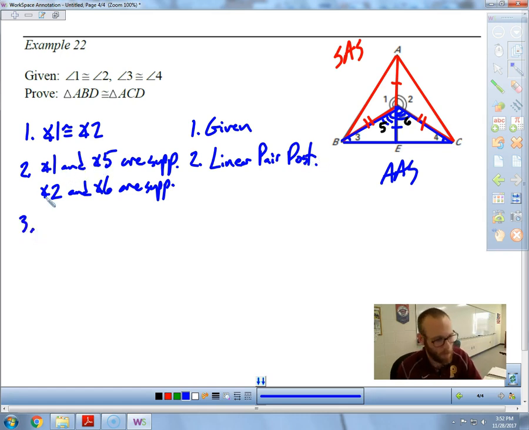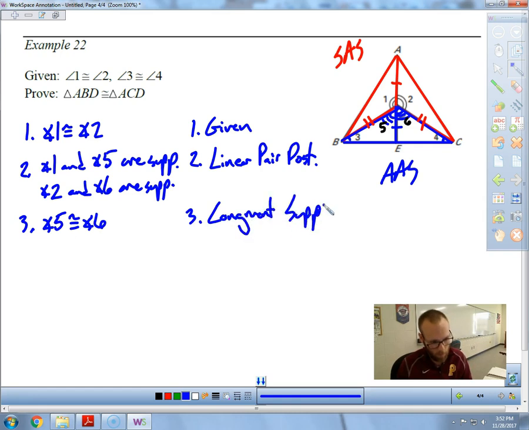Well, if 1 and 5 are supplementary, 2 and 6 are supplementary, 1 and 2 are congruent, 5 and 6 are congruent. That's the congruent supplements theorem. Now we're working on those blue triangles. So we've got 5 congruent to 6. Angle 3 is congruent to 4. That was given.